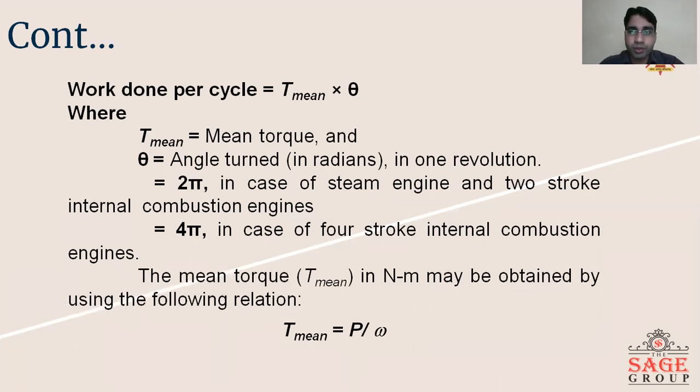The mean torque can be calculated with the help of the formula power equals 2 pi N T upon 60, or T mean equals P upon omega.